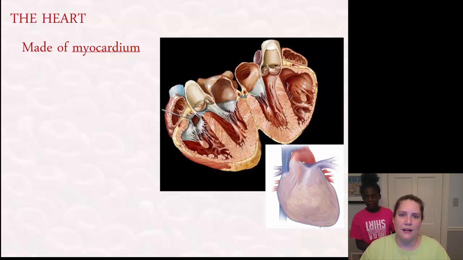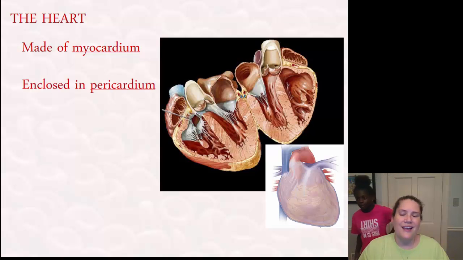All right, so the heart is made up of a muscle called myocardium. Myo means muscle. Cardium, we already know, means heart. So myocardium is heart muscle. It's enclosed in the pericardium, and the pericardium goes around the heart. That's what peri means, around. So it goes around the heart. It's like a Ziploc baggie holding the heart in.